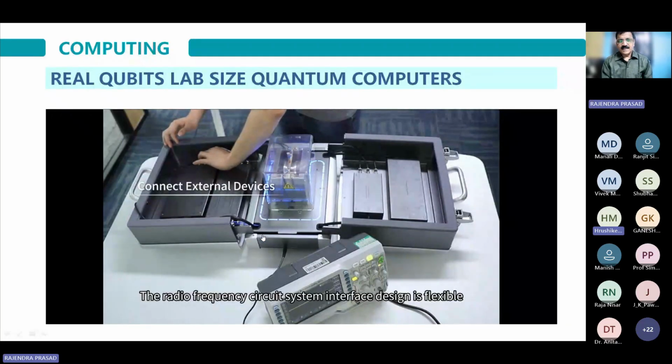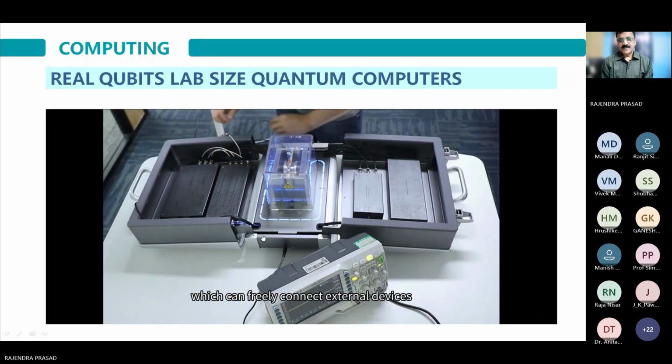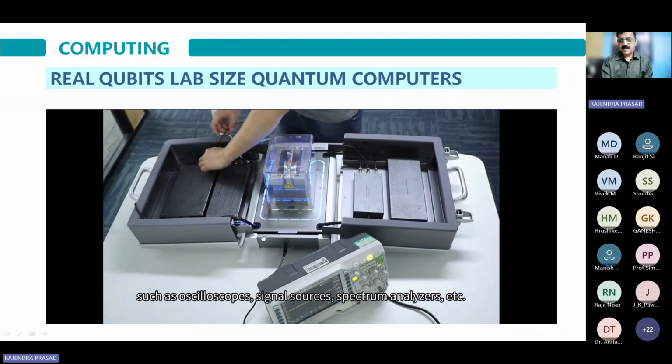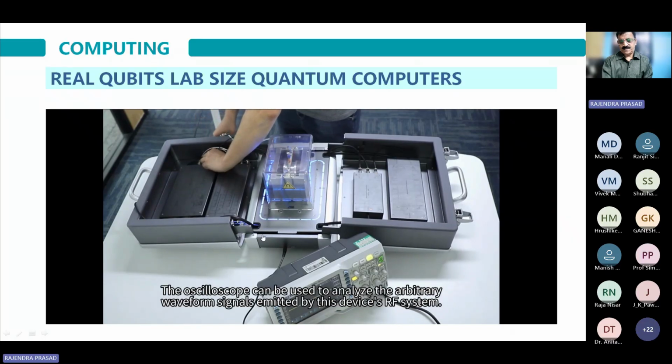So this is where we can use a DSO or spectrum analyzer to understand the physical frequency response. I'll stop at this and go to the next stage.